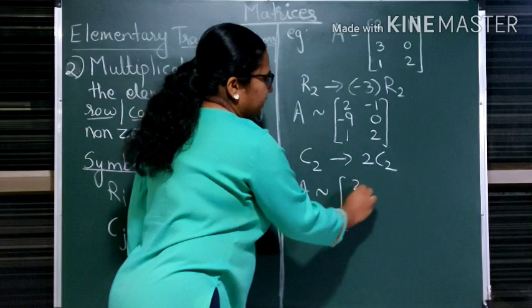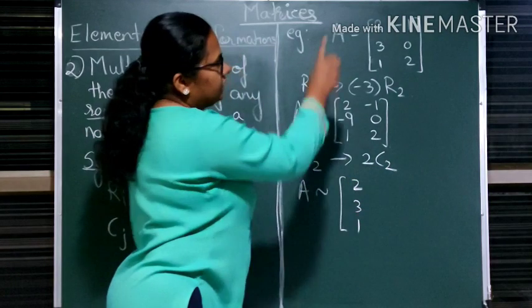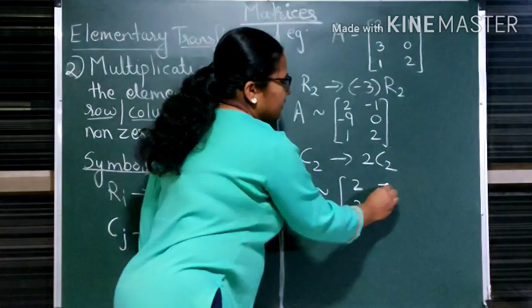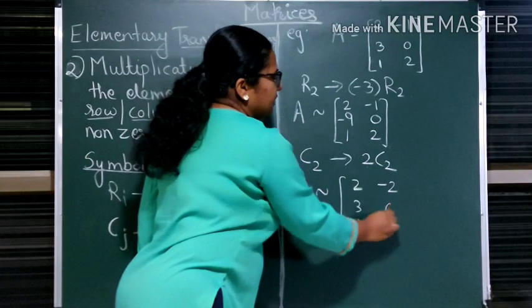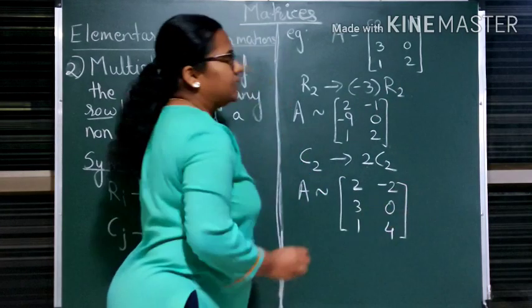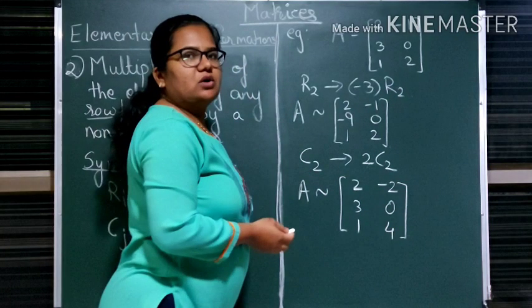First column will remain as it is, 2, 3, 1. All the elements of the second column you will multiply by 2. So 2 into minus 1 is minus 2. 2 into 0 is 0. And 2 into 2 is 4. So this is your equivalent matrix after the multiplication of a non-zero scalar.